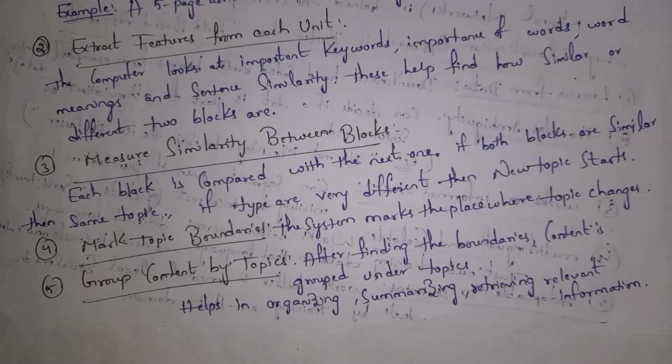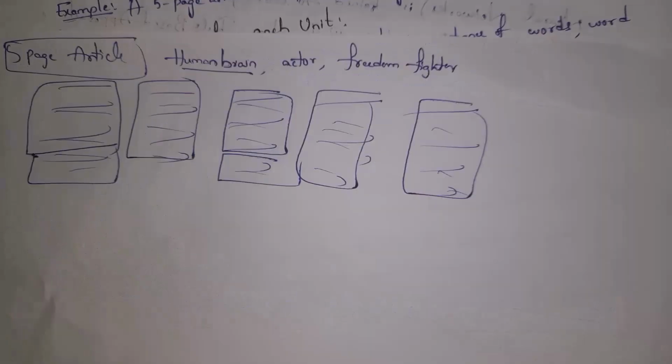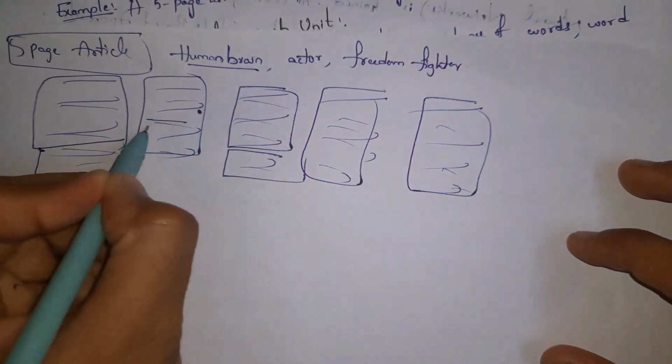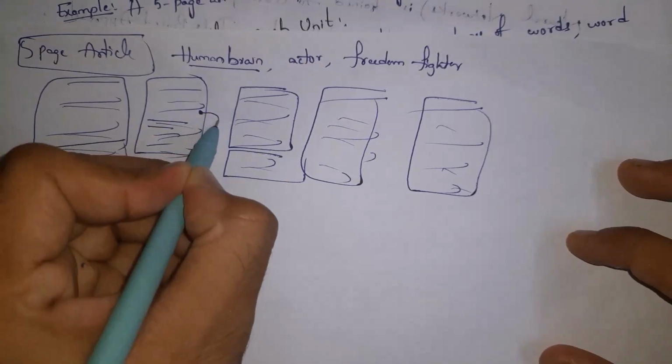And the third step is to measure similarity between blocks. I already told before, each block is compared with the next one. If both blocks are similar, then it is considered the same topic, or else it is a different topic. So after measuring similarity between blocks and identifying keywords, the fourth step is to mark topic boundaries. Topic boundaries are nothing but where one topic ends and the next topic begins. For example, till here there is one topic and from the next line there is a new topic. So we consider this point as the boundary.